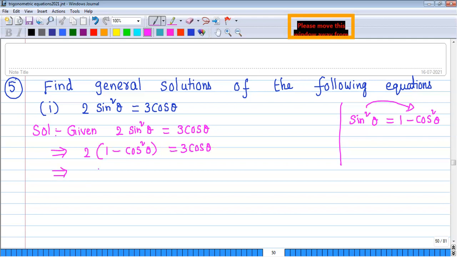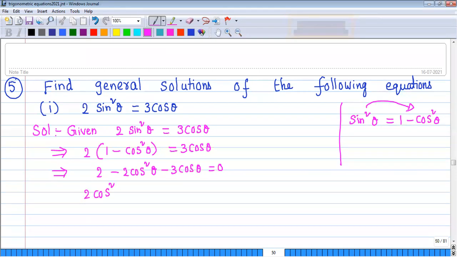Now 2 minus 2 cos square theta. Bring 3 cos theta to this side: minus 3 cos theta equals 0. So multiply by minus 1 on both sides. You get 2 cos square theta plus 3 cos theta minus 2 equals 0. Now we get a quadratic equation in cos theta.